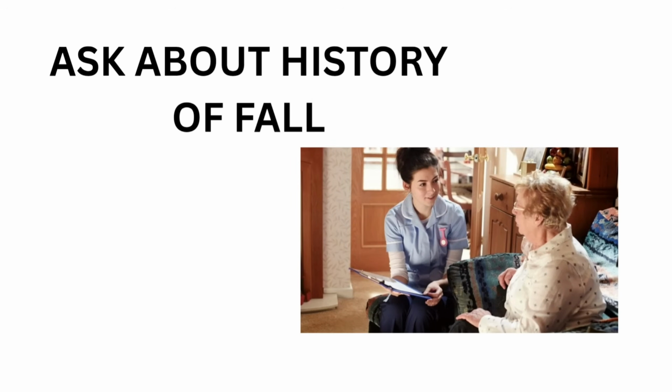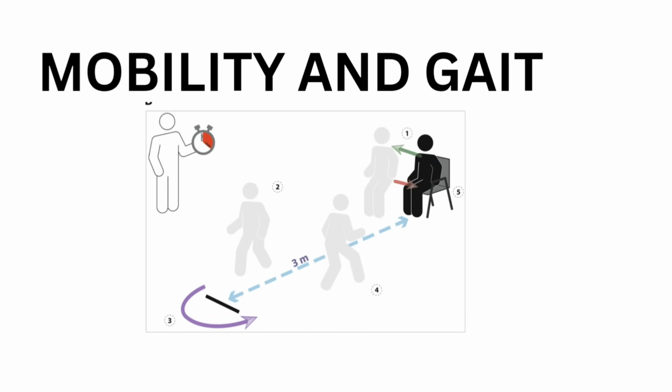The first step is to ask about the history of falls. Begin by asking the patient or caregiver if they have fallen in the past 6 months. A previous fall is one of the strongest predictors of future falls.